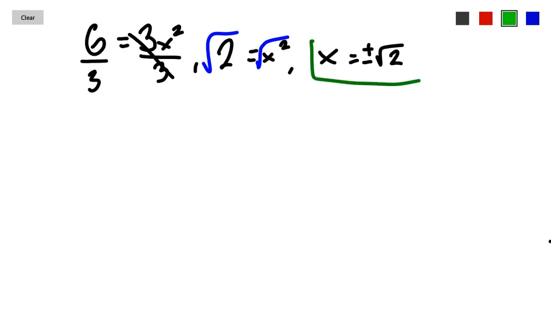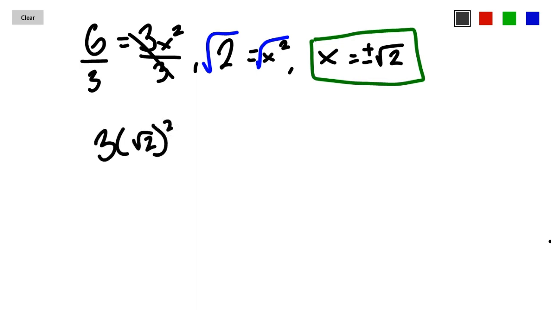And that's it. You might be wondering why I have the positive and negative here. Well, first of all, I have an x squared, so I'm going to have two solutions. But notice what happens if I plug in the positive and negative square root of 2. I have 3 times the positive square root of 2 squared. Well, the square root and the square cancel, so I'm just left with 3 times 2, which gives me 6. No big deal.